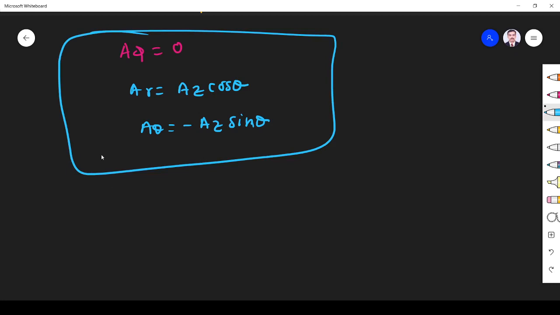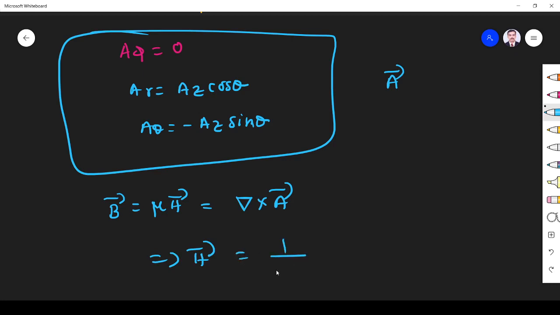Okay, fine. So we are using the spherical coordinate system for A. There we found the AR component, A theta, and A phi component. Then from A we have to find H. We know B is equal to mu H and B is equal to del cross A. This implies H is equal to 1 by mu del cross A, since I know the A value. This is the thing we must remember.